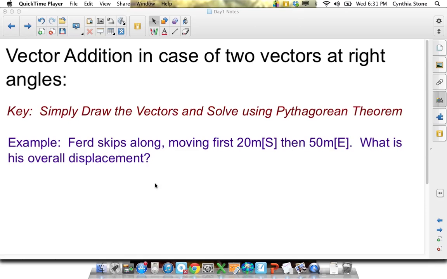So here's our example. Ferd skips along. Okay, write down the example, pause, and we'll move on to the solution.